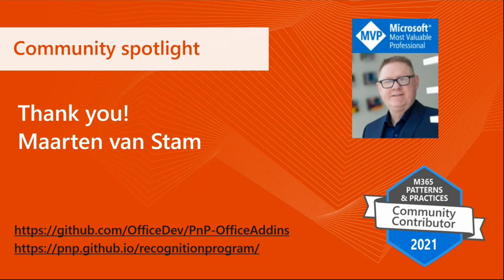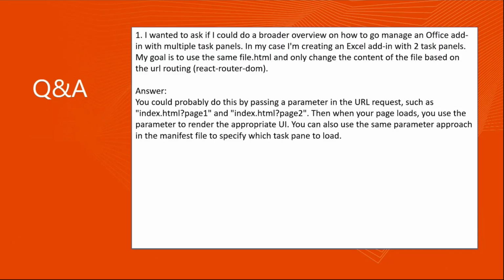And moving on. So we had some questions come in on the forum. We'll have a link to that on the last slide if people have questions for the next call. This is where folks can ask a question in advance, and I reach out to the team and work to get answers to these. The first one that came in: I wanted to ask if I could do a broader overview on how to manage an Office add-in with multiple task panels. In my case, I'm creating an Excel add-in with 2 task panels. My goal is to use the same HTML file and only change the content of the file based on the URL routing using react-router-dom.